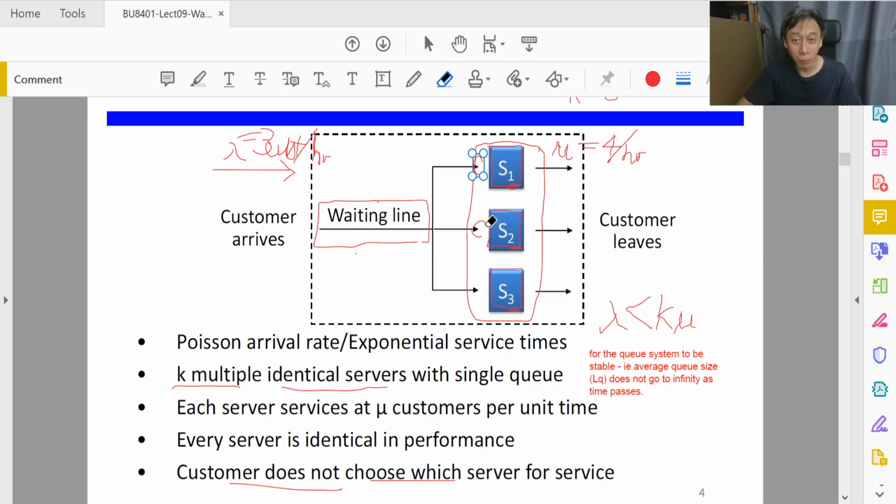Well, there can be more than one. It can be S1, S2, S1, S3, S2, S3. So there can be a few configurations. But if there are 3 customers, it cannot be like this. 2 customers are being served, one server is idle, and 1 customer is in the queue. It cannot be like this. Okay, it is forbidden. Although in real life anything can happen, but for the sake of analysis, we don't allow those configurations to be possible.